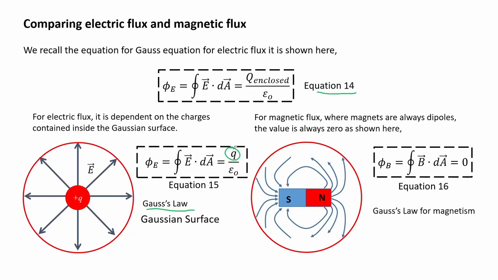For magnetic fields, where magnets are always dipoles having north and south poles even if they are cut multiple times, the magnetic flux through an enclosed surface is always zero as shown in equation 16. This is because the magnetic field lines always go back to the magnet and appear to have no beginning and end. This expression is also called Gauss' law for magnetism.